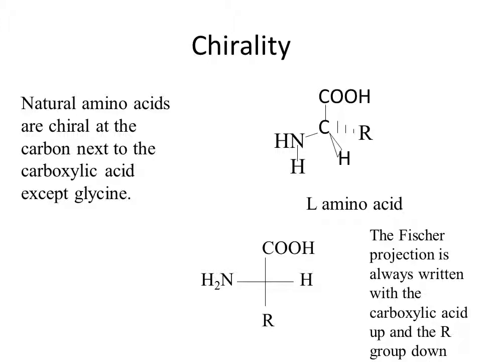They're called L amino acids because when we draw the Fisher projection and we put the carboxylic acid up at the top, like we put the carbonyl up at the top in a monosaccharide, what happens is the amino group is on the left side. So those are called L amino acids. When we draw the Fisher projection, the hydrogen is always written on the right and the R group is always written down.